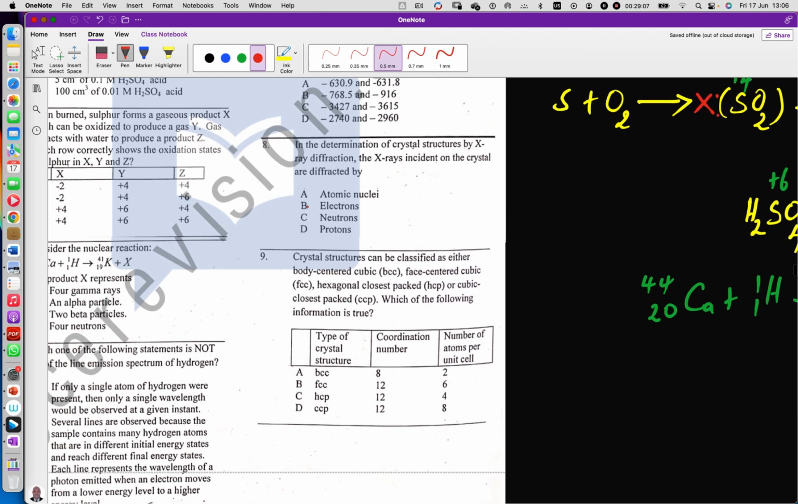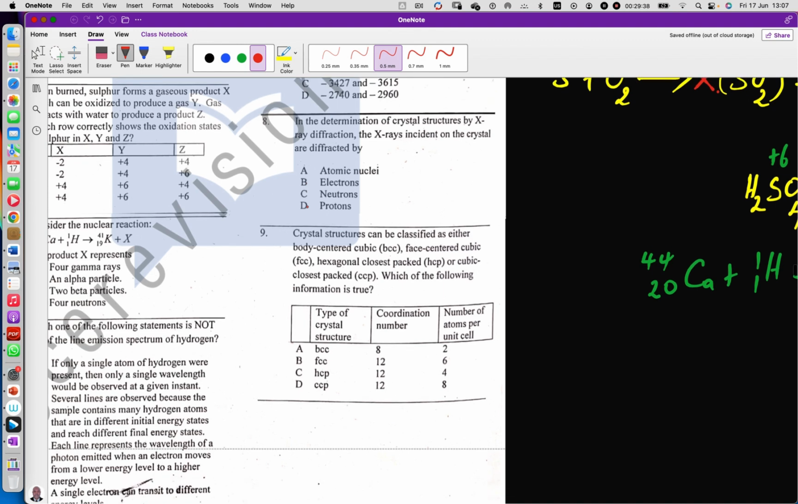Question number 8. In the determination of crystal structure by X-ray diffraction, the X-rays incident on the crystal are diffracted by: A, atomic nuclei; B, electrons; C, neutrons; D, protons. Of course, the answer is A.